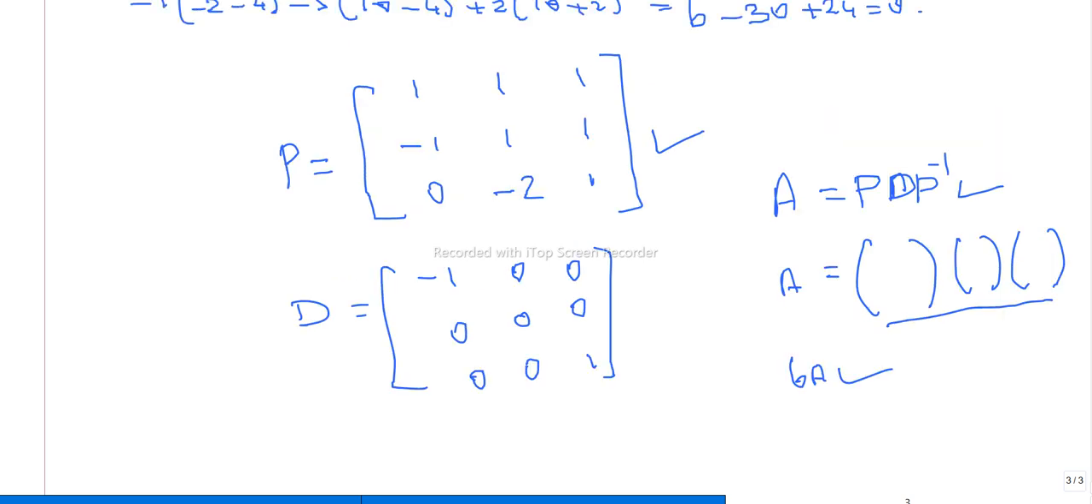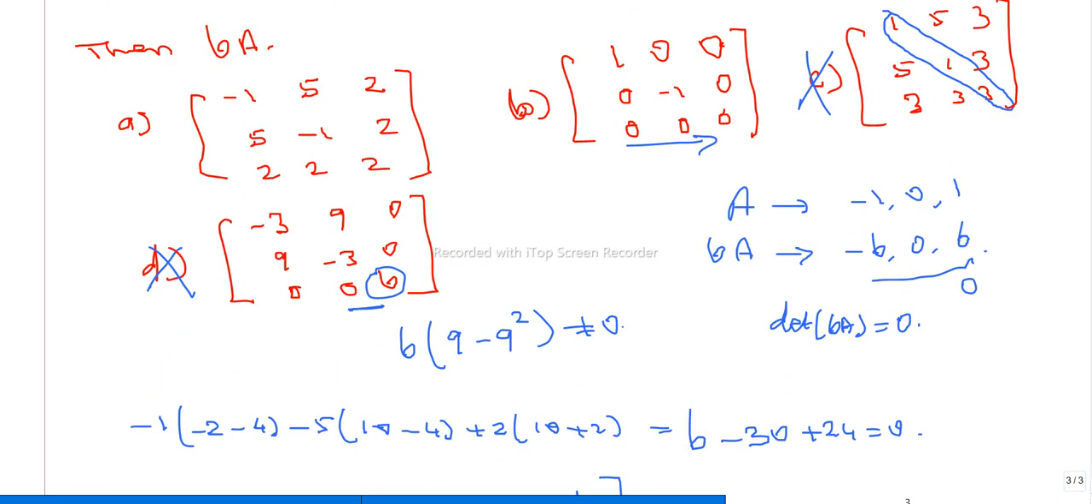It takes time to find the P inverse. If you find P inverse, you already know P, and multiplying the product P D P inverse, you will get A. Then just multiply each component by 6 and you will get the answer. Anyway, it takes time, that's why I leave it as an exercise. So the first option is the answer.